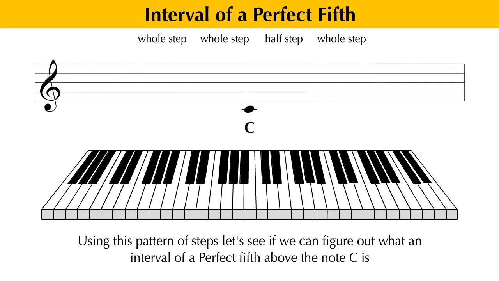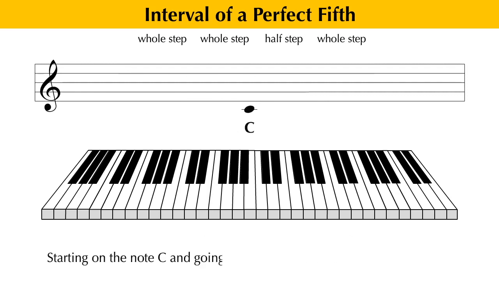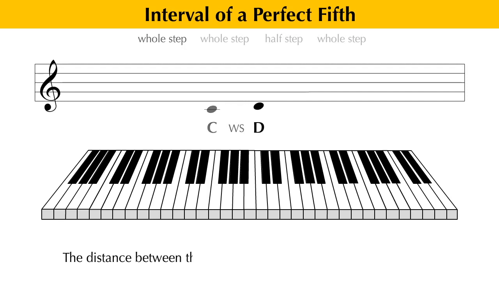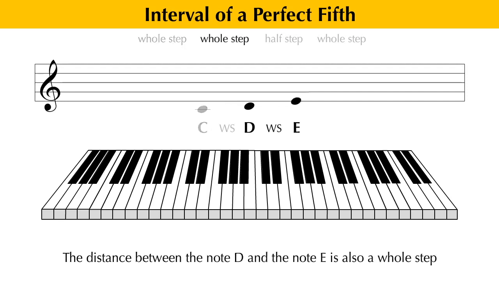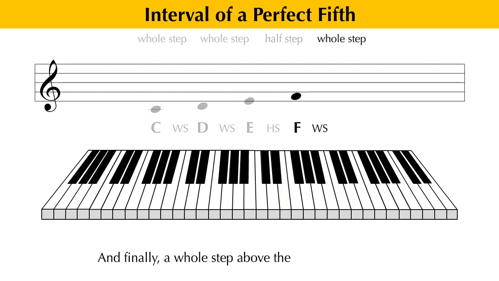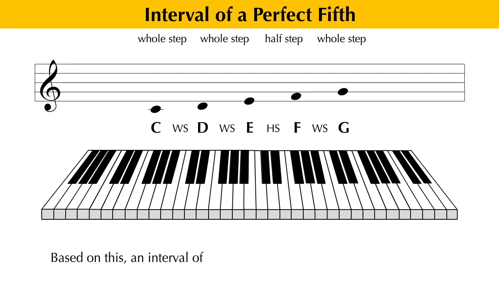the note C is. Starting on the note C and going up 1 whole step takes us to the note D. The distance between the note D and the note E is also a whole step. A half step separates the notes E and F. And finally, a whole step above the note F is the note G. Based on this, an interval of a perfect fifth above the note C is the note G.